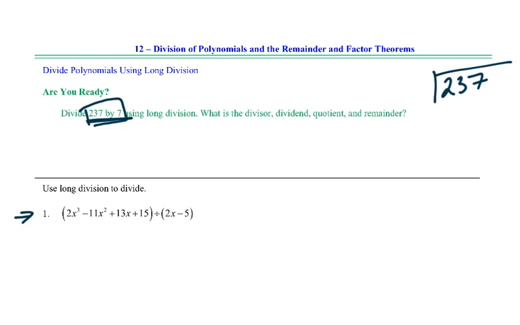So when we set this up, the divisor goes on the outside. That's the thing we're dividing by. The number that we are actually dividing is the dividend that goes inside our division symbol. The quotient is the result. How many times can 7 go into 237 without going over? And the remainder is anything that's left over.